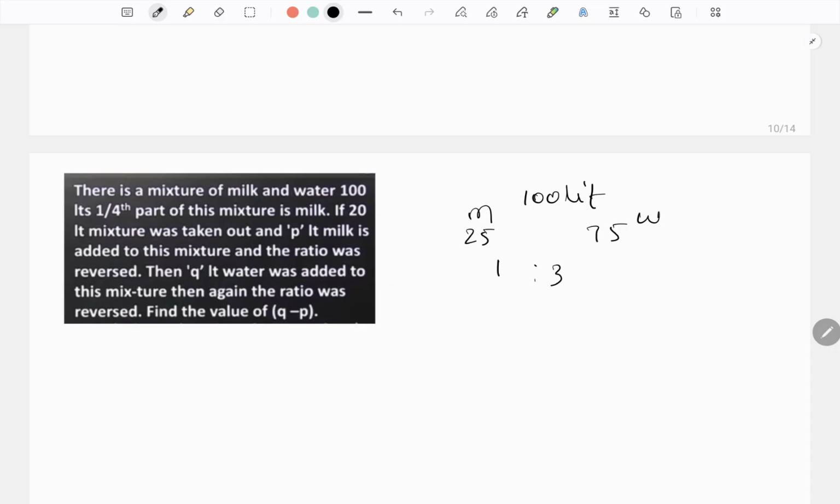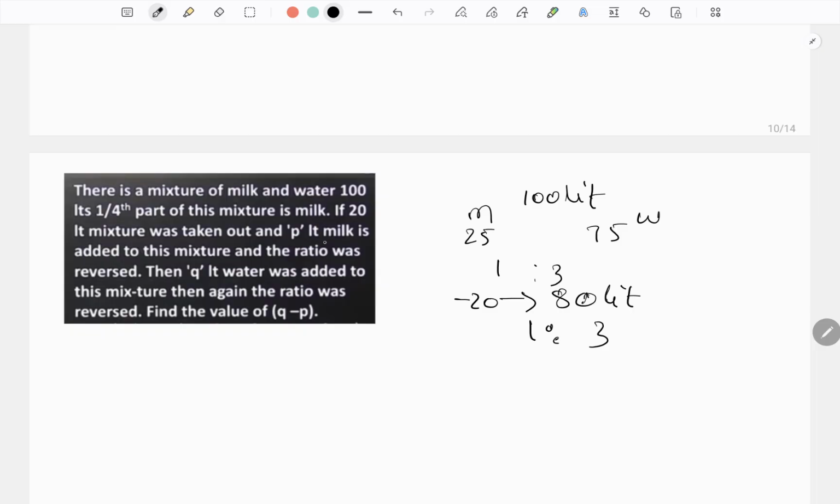Taken out. If p liters are added and the mixture was reversed, see 1/4 of 20 liters of milk. I repeat again, if 20 liters of mixture is removed, now what is the ratio? Like 80 liters was there, still it is in 1:3 ratio, as I discussed initially in the concept.